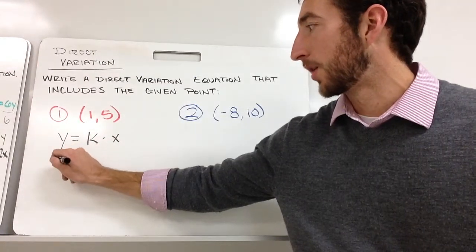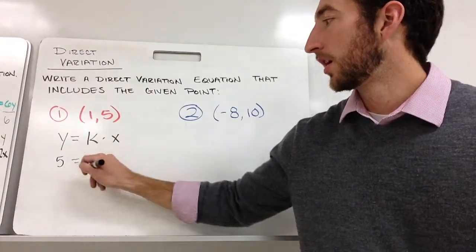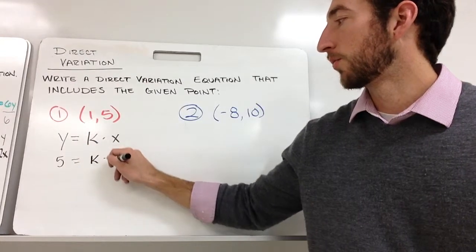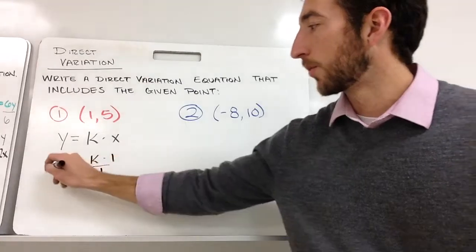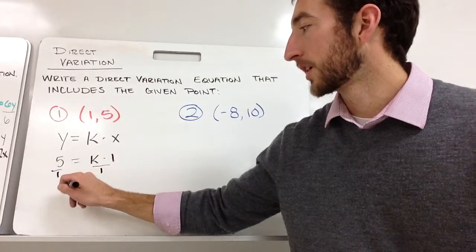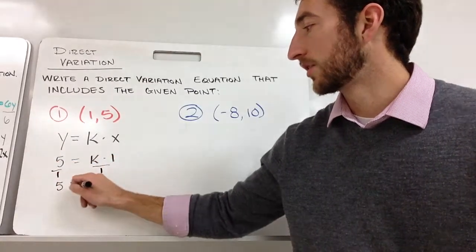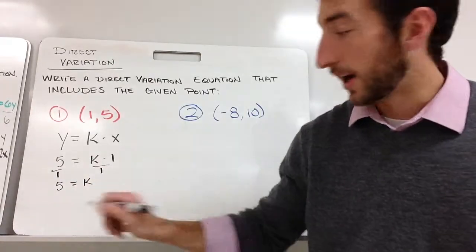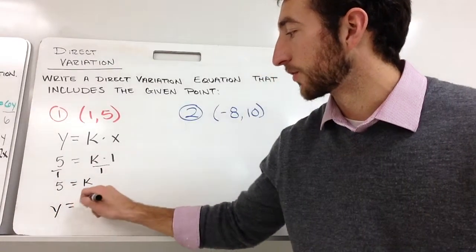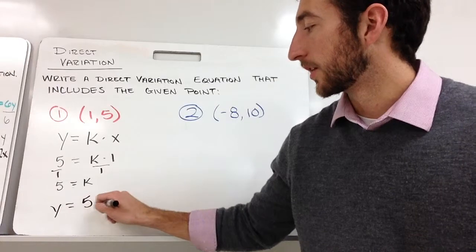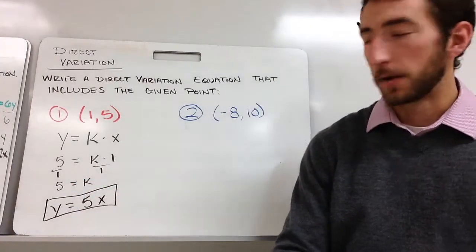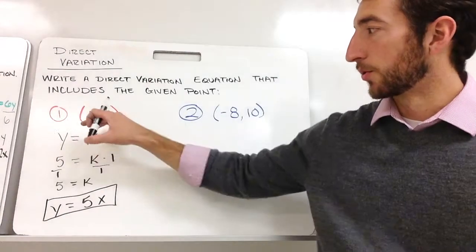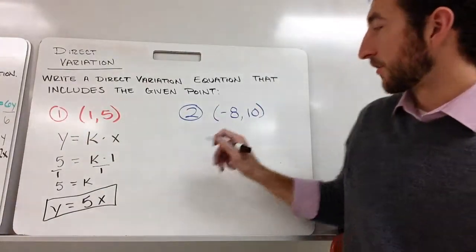So I'm going to sub in my y, which is 5, equals k times 1. Now I need to solve for k, so divide by 1, divide by 1. So I know that 5 is equal to k. So now I can write my equation, y equals 5 times x. So that would mean my direct variation equation that runs through the point 1, 5.